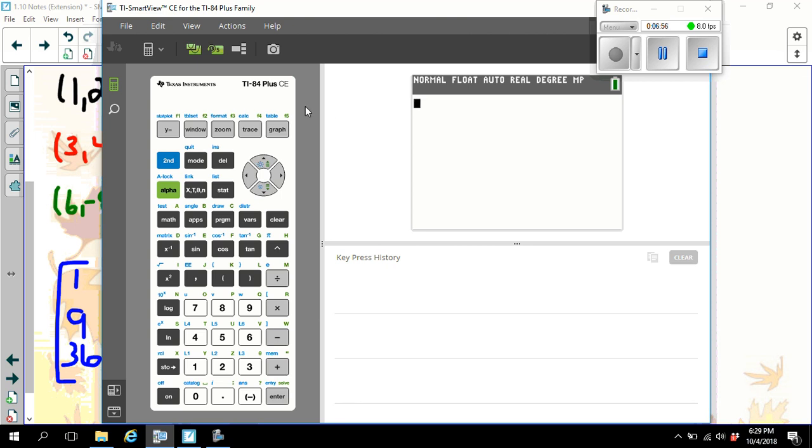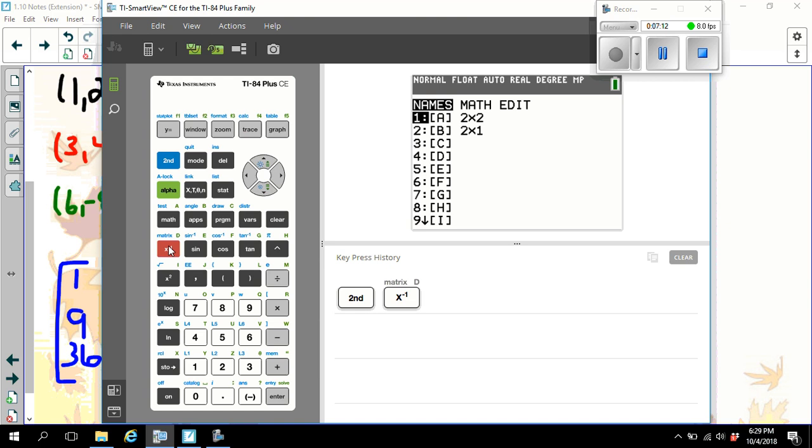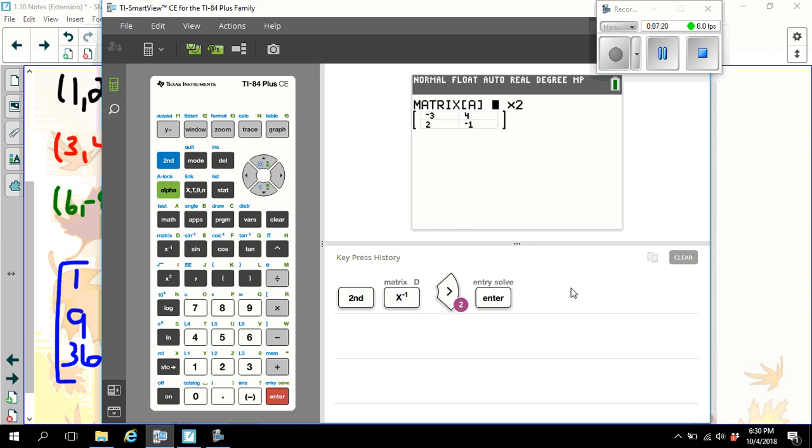Now remember, to get to our matrices, you press the blue second button, and then we press the X to the negative first. Remember, this is what we call the inverse button. You can see in blue it says matrix, so that gets us to our matrices. Now I need to scroll over to edit because I need to edit my matrices, and I go into A first. It's very important that you know the dimensions.